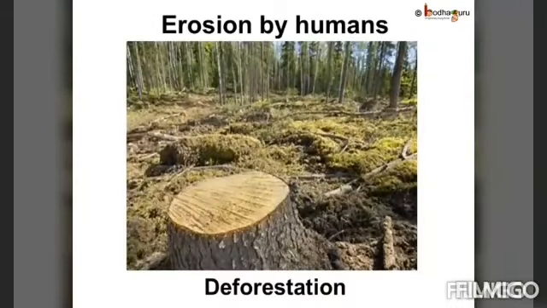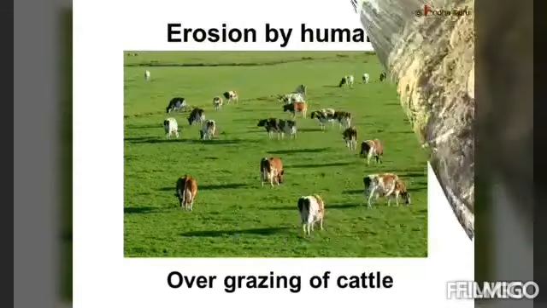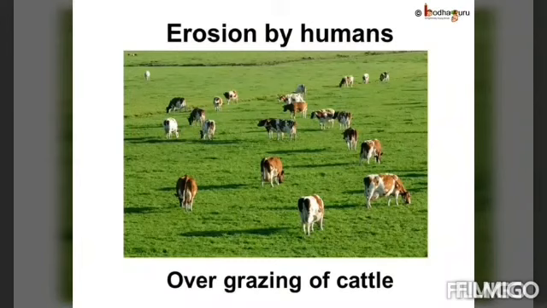Soil erosion is also caused by human action. One such action is cutting down of trees. This is called deforestation. The roots of the plants hold the soil. The protection to the soil by roots of the plants is removed, so soil gets easily eroded by the wind or the water.